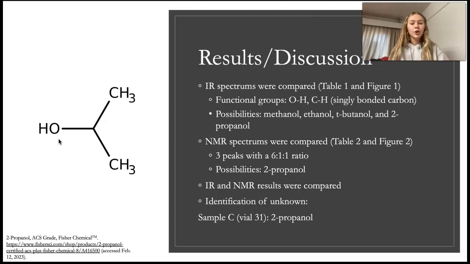And since that was also a possibility in the IR, by the comparison of the two, the compound was able to be identified. So again, the identification for unknown sample C, vial 31, was 2-propanol.